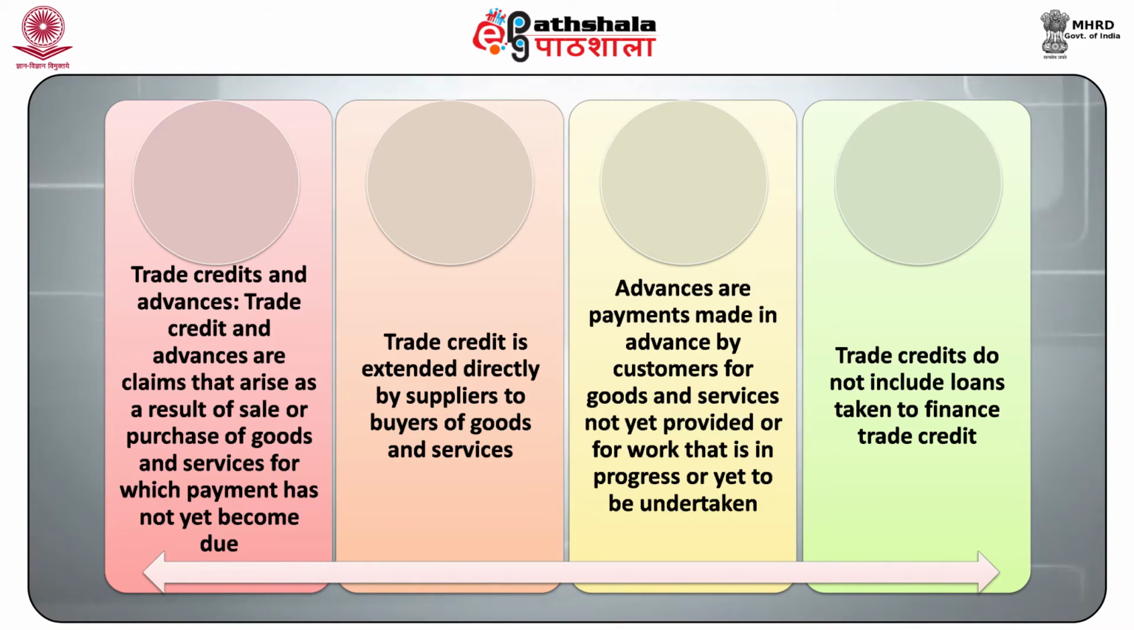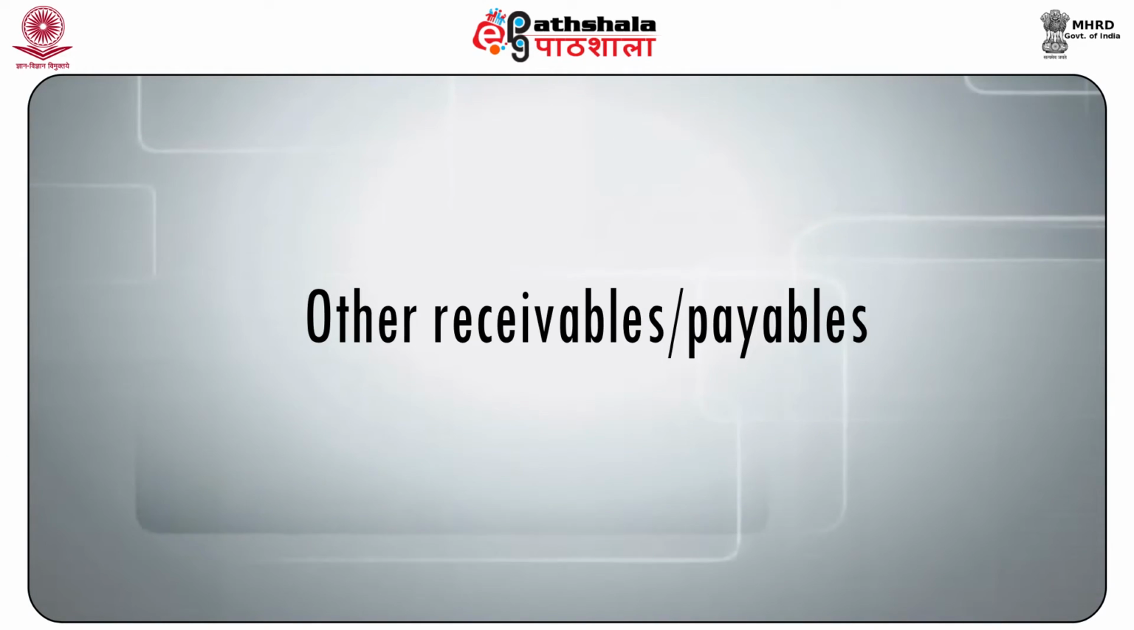Trade credits do not include loans taken to finance trade credit. Other receivables payables includes accrued taxes and accrued expenses such as rent, wages, and salaries. It also includes items such as deferred income and provision for loan losses.